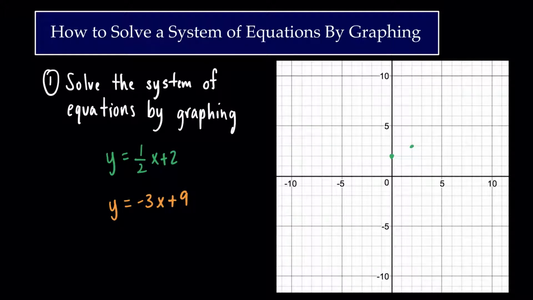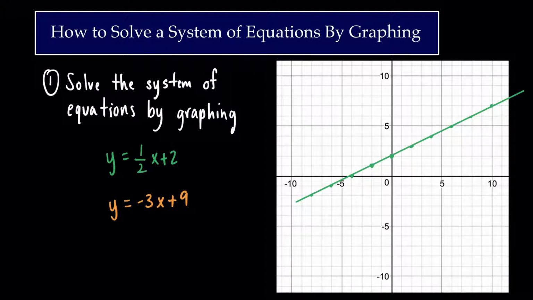So if we go up 1 over 2, up 1 over 2, and so on and so forth. Then if you go up 1, right 2, you can also go down 1, left 2. And that'll still continue to draw our line. Okay, that should be plenty of points there. And what you'll want to do is go ahead and connect this line. So we'll draw a nice straight line through all those points. So that is the equation of our first line.